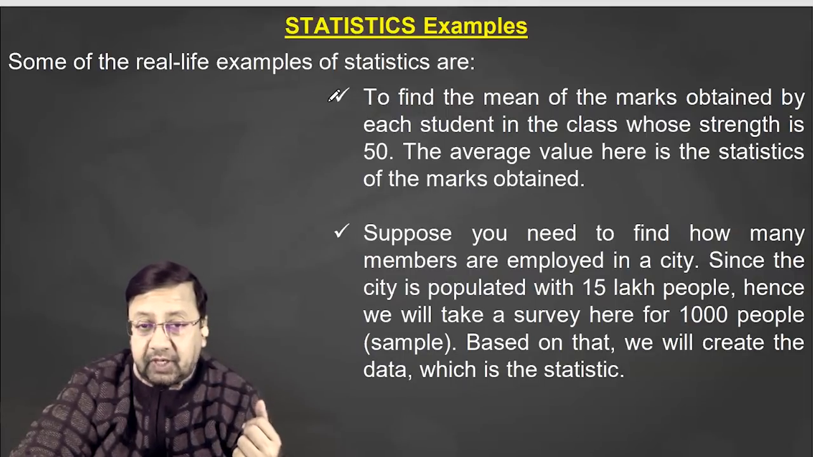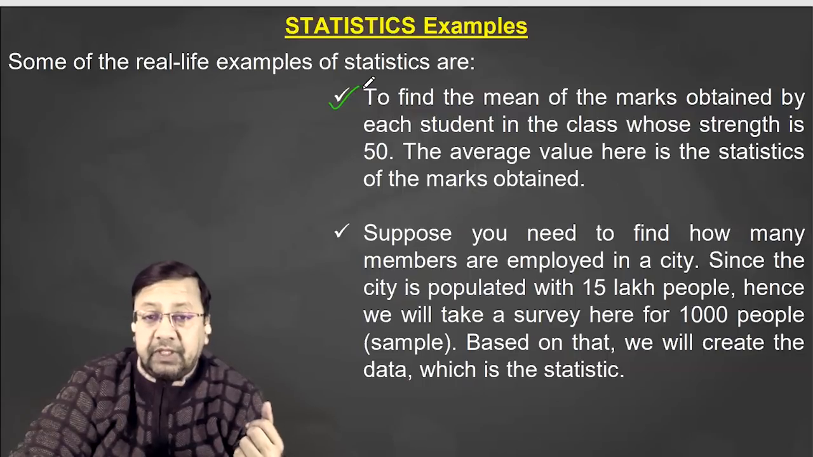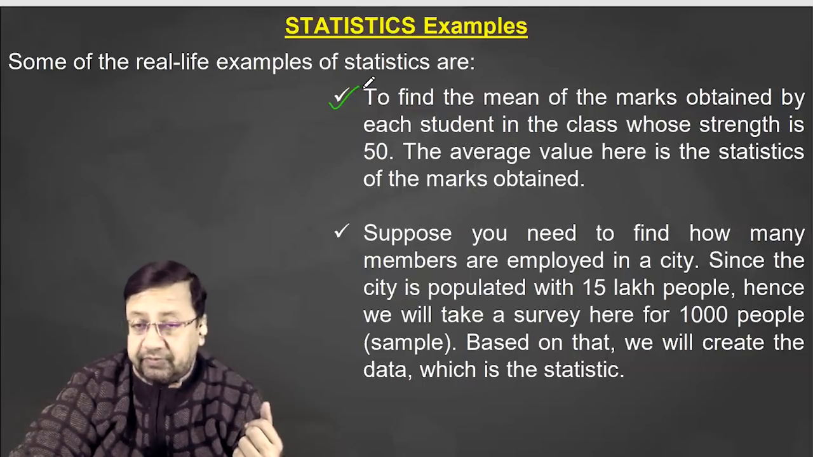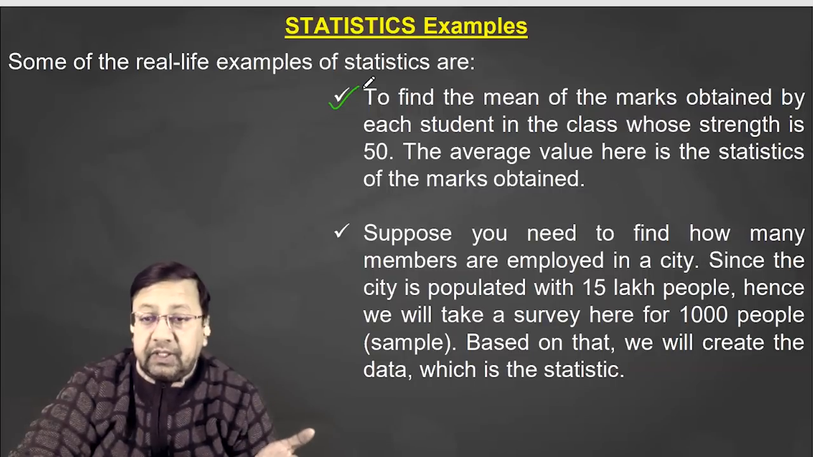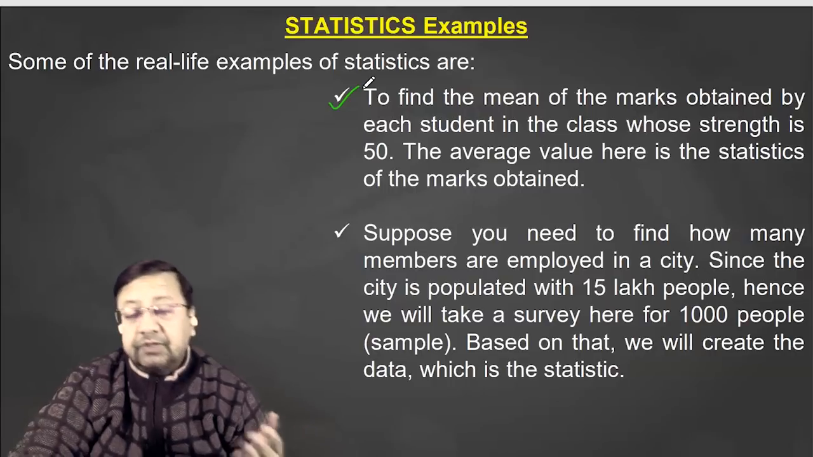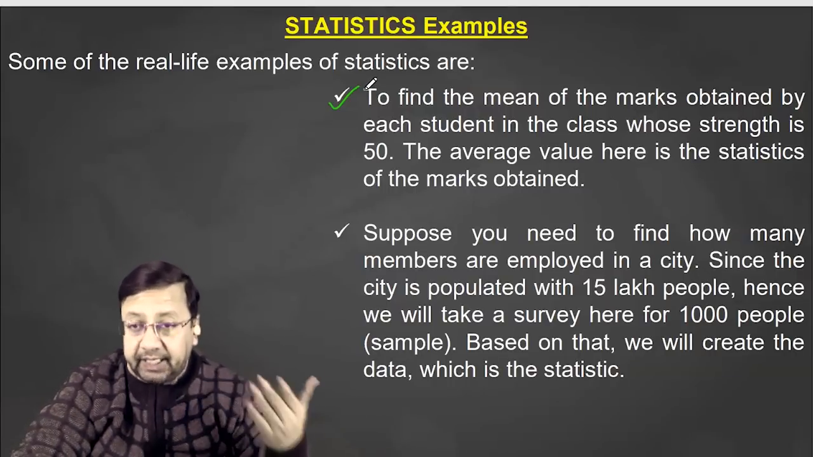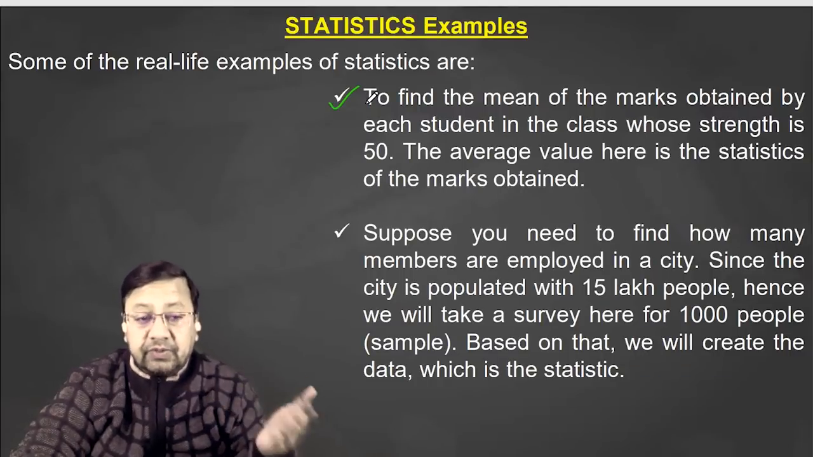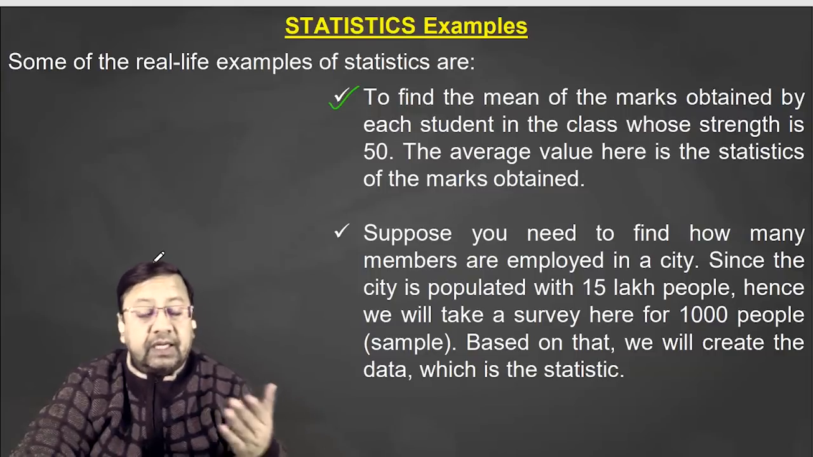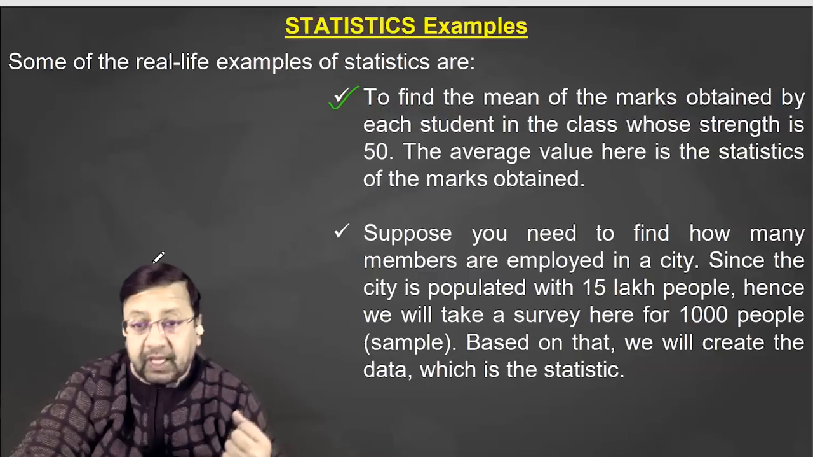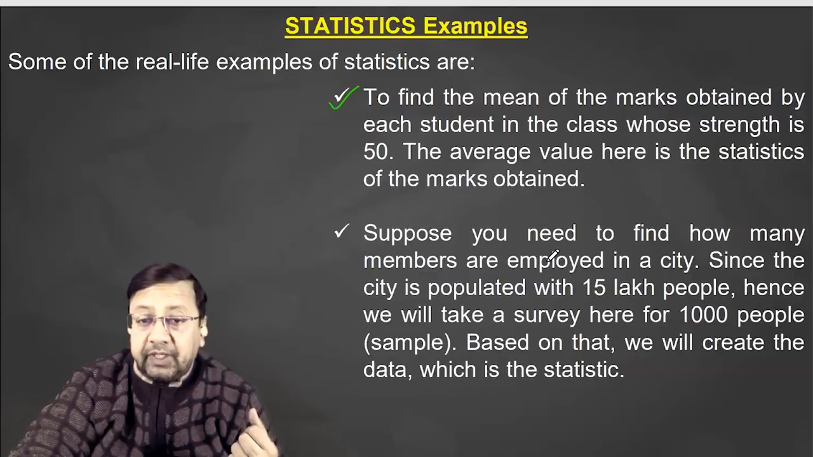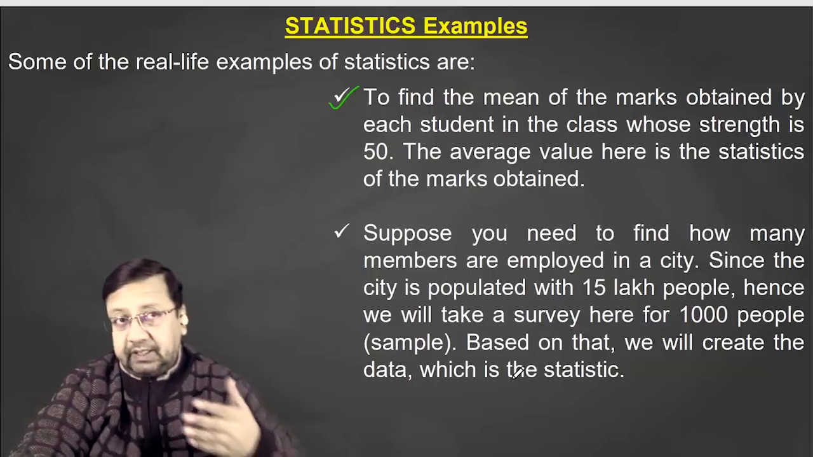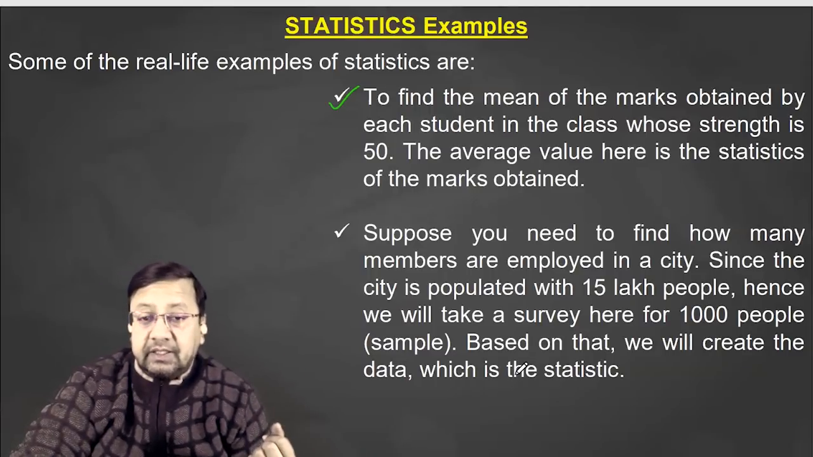See the first one. To find the mean of the marks obtained by each student in a class whose strength is 50, the average value here is the statistic of the marks obtained. So we calculate average marks, average ages, average salaries, average production, average sales, right? All those things are averages, and we are calculating them with the help of statistics. Second, suppose you need to find how many members are employed in a city. Take your own city as an example. Since the city is populated with 15 lakh people, we will take a survey sample here.